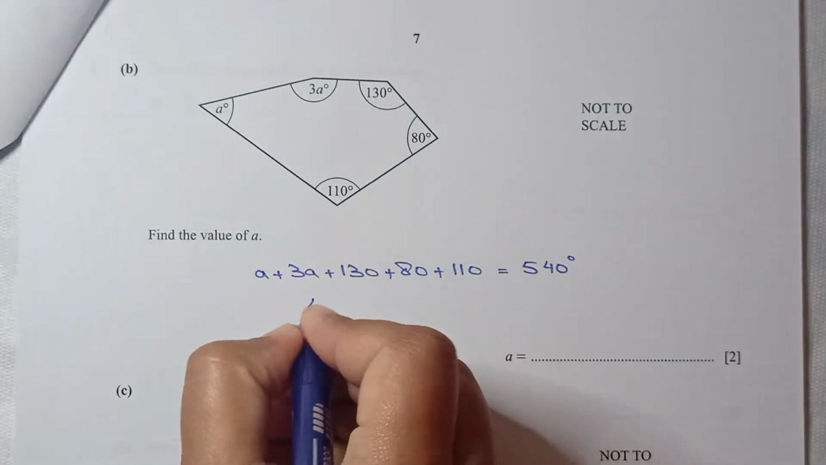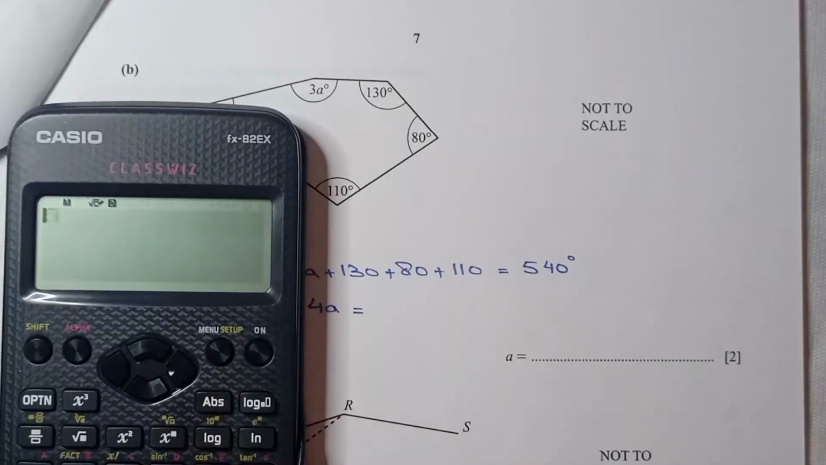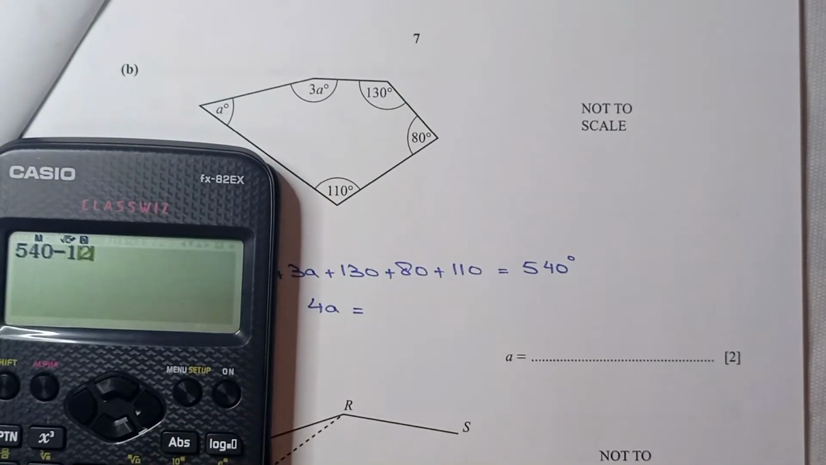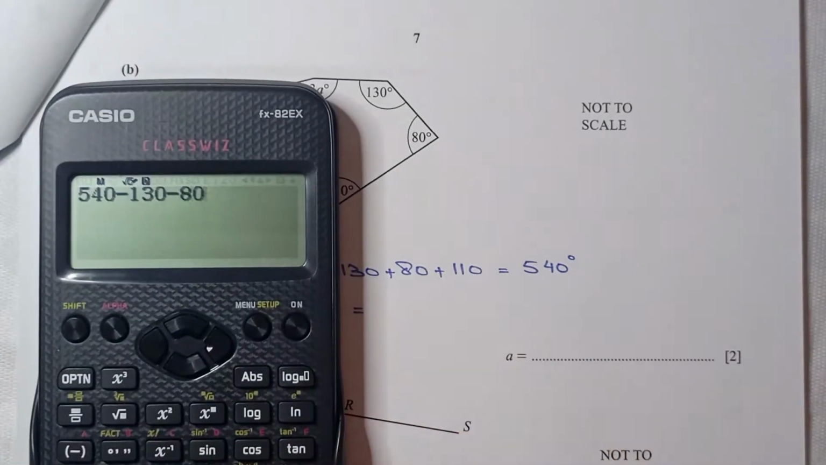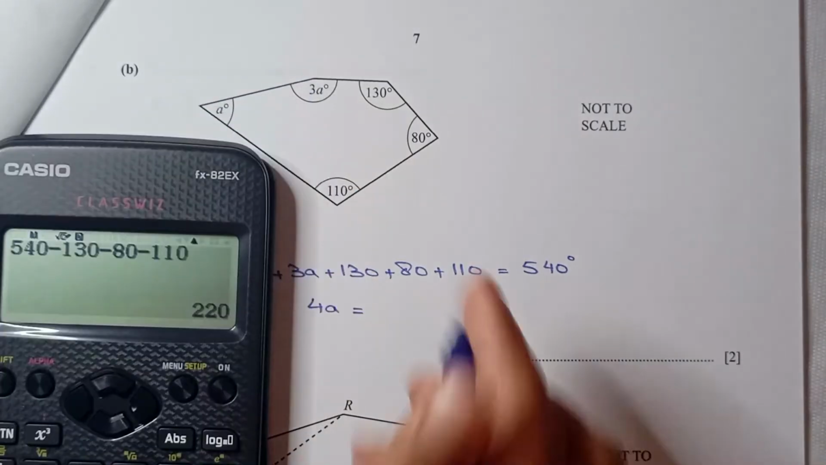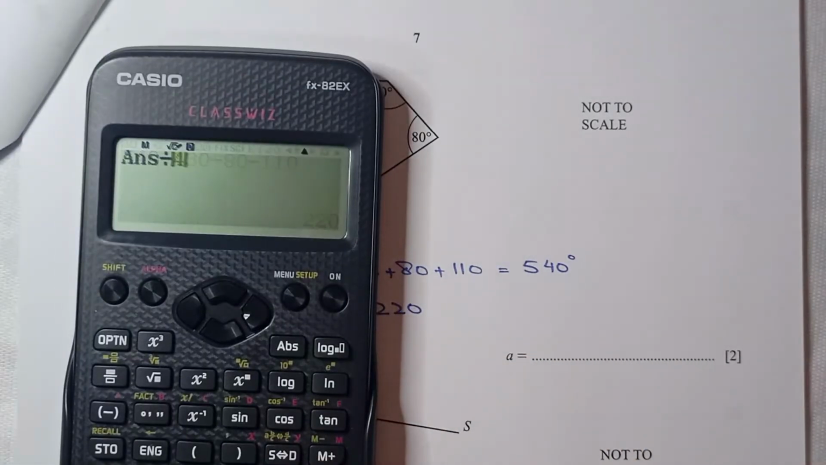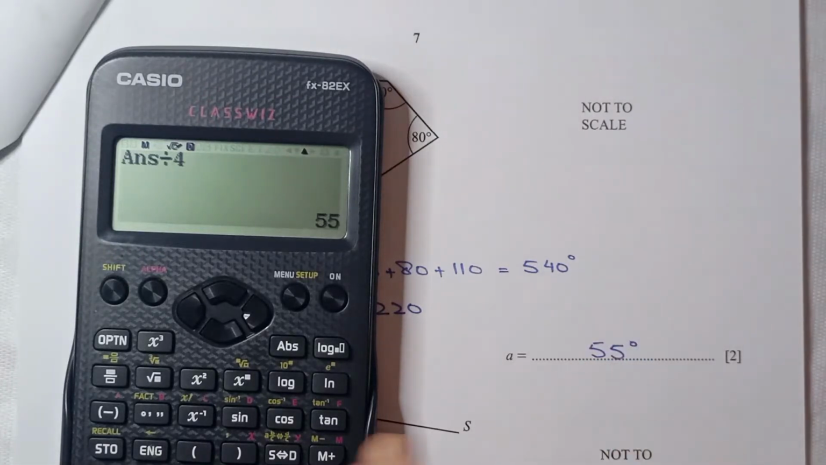So we have 4A equal to 540 subtracting 130, subtracting 80 and subtracting 110. This would be 220, and then dividing by 4 we will get A, that is 55 degrees.